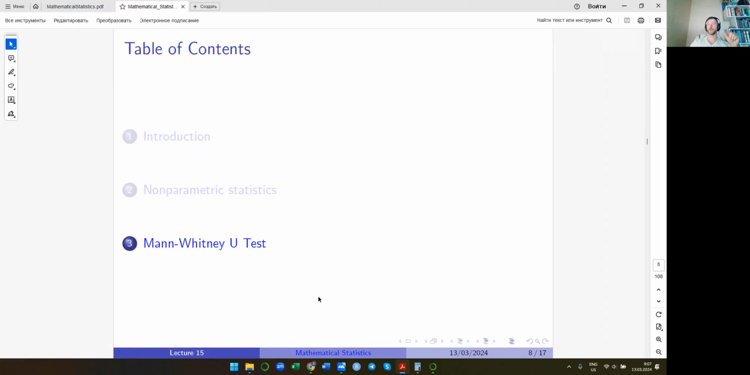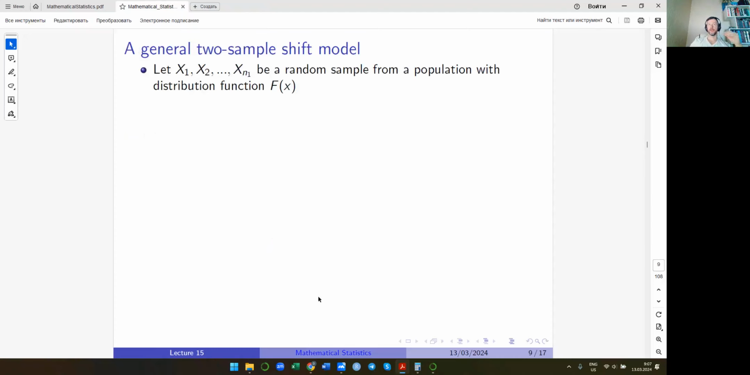And in this lecture, we will talk about one particular example of non-parametric methods, which is called the Mann-Whitney U test. This is a complete analog of the two-sample t-test, but the two-sample t-test is applied under the assumption of normality, and the Mann-Whitney U test is specified without any assumptions about the underlying distributions of the two samples. So let's start with the general definition of the problem. What are we going to test and what does the whole procedure look like?